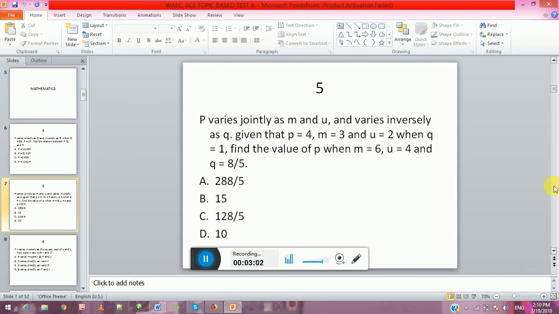P varies jointly as M and U and varies inversely as Q. Given that P is equal to 4, M is equal to 3, and U is equal to 2, when Q is equal to 1. Find the value of P when M is equal to 6, U equal to 4, and Q equal to 8 over 5. A. 288 over 5. B. 15. C. 128 over 5. D. 10.